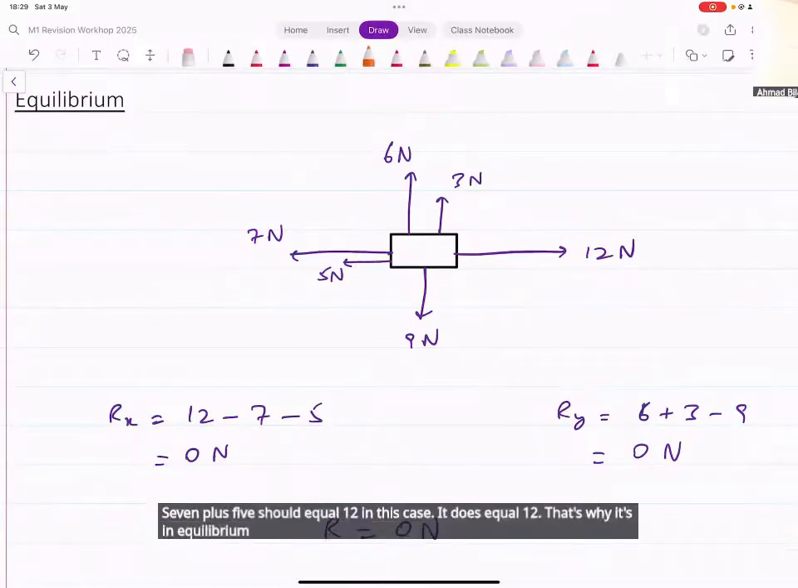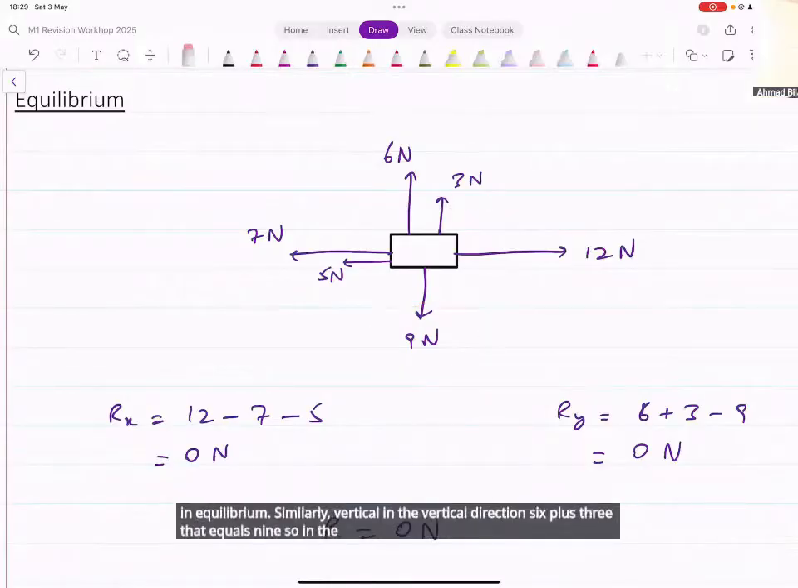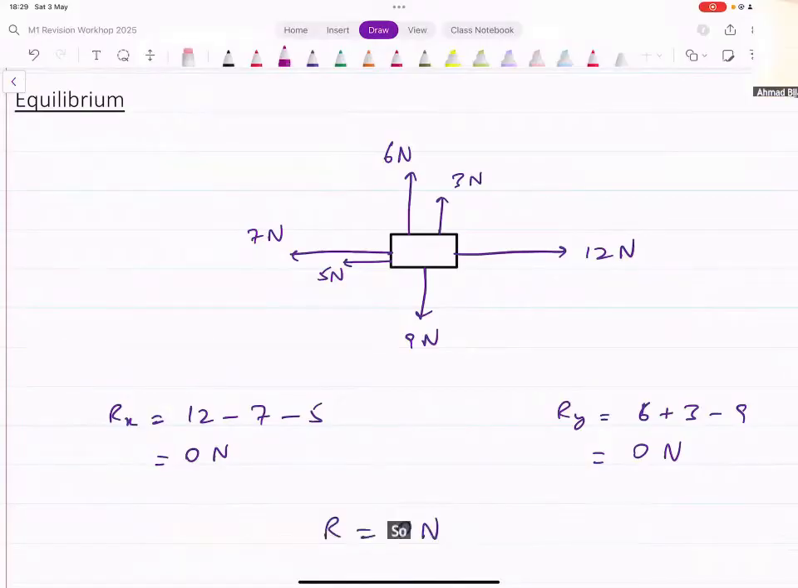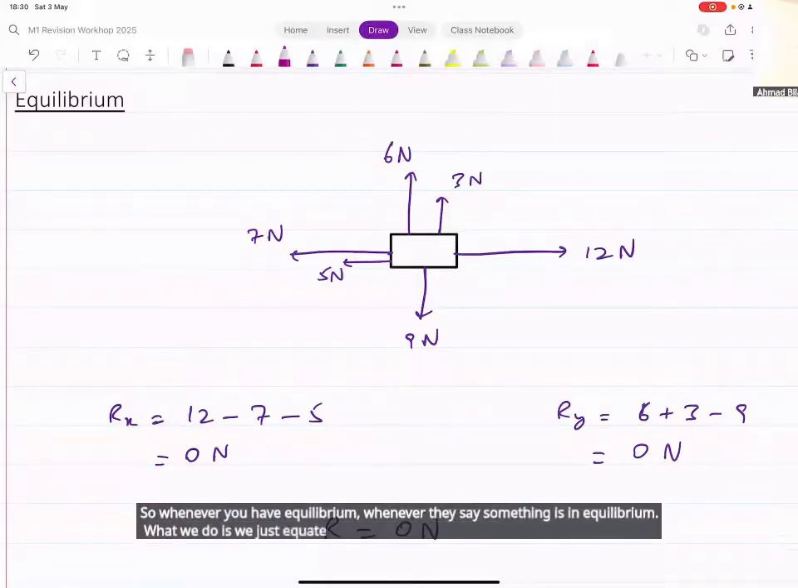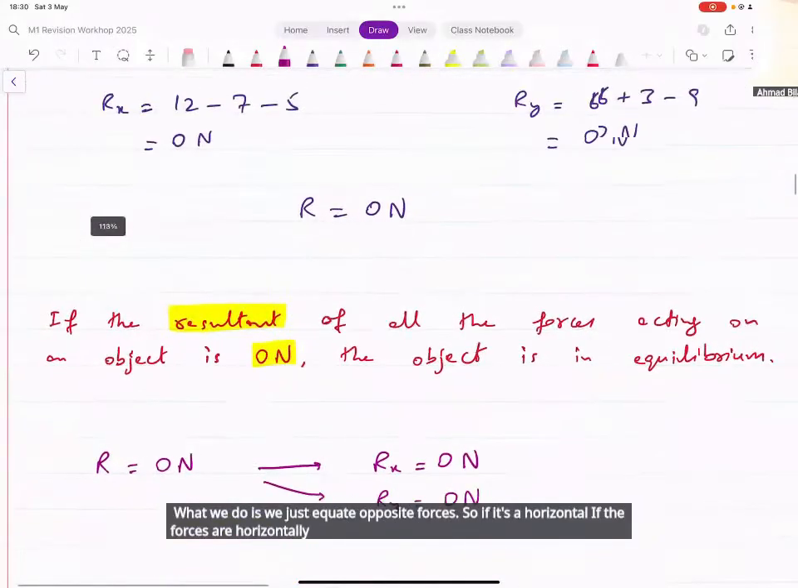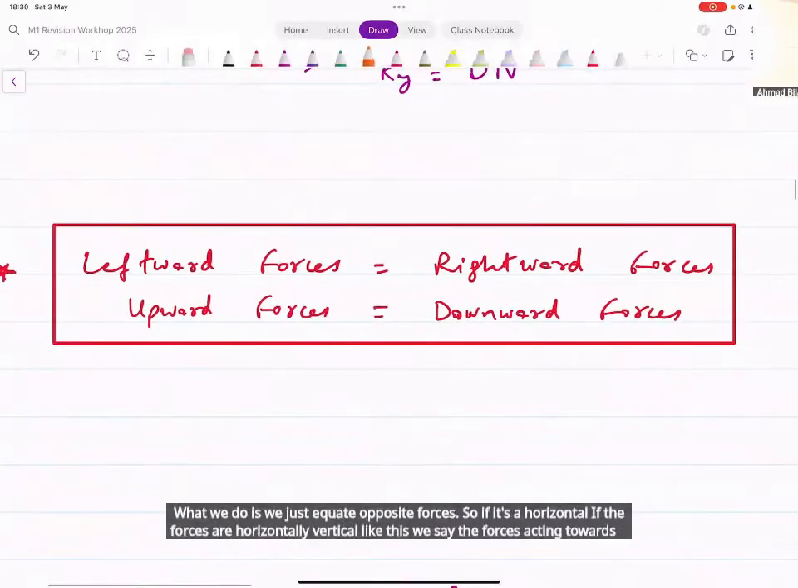Similarly, in the vertical direction, 6 plus 3, that equals 9. So in the vertical direction as well, we've got forces that are equal to each other. So whenever you have equilibrium, whenever they say something is in equilibrium, what we do is we just equate opposite forces. So if the forces are horizontal and vertical like this, we say the forces acting towards the left side, they should equal forces acting towards the right.